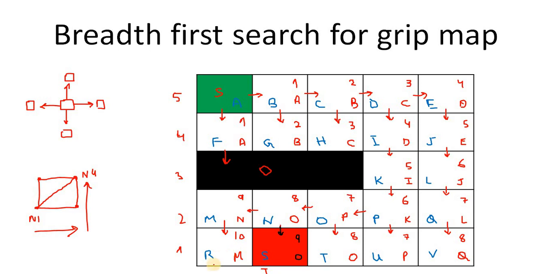Once we reach here, we see that node R and node S don't have any further undiscovered neighbors, so we shall remove them from the queue, and then finally the queue will be empty. And once the queue is empty, it means we have discovered all the nodes in the grid. And now it's time to find the goal.